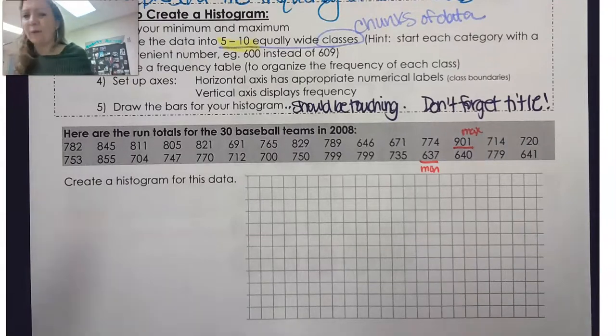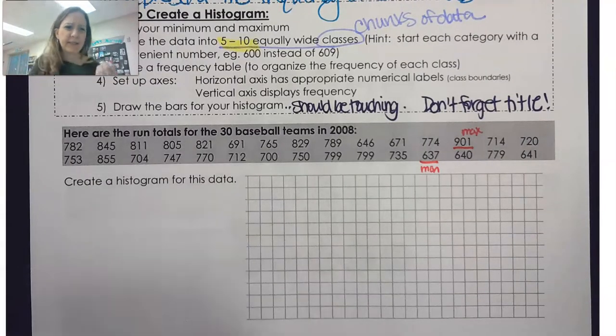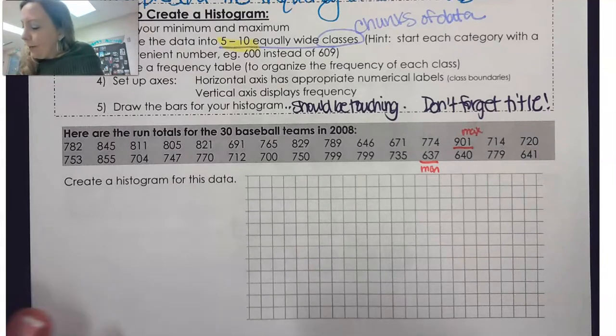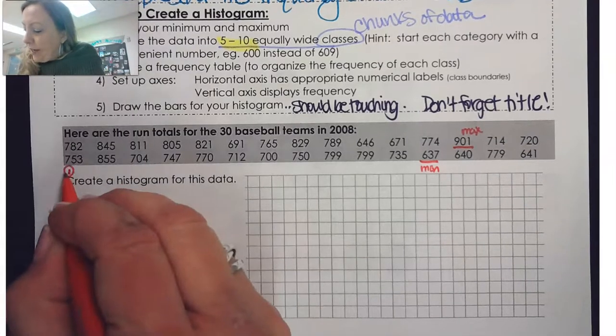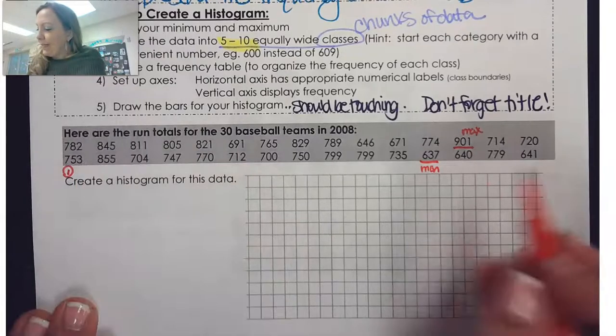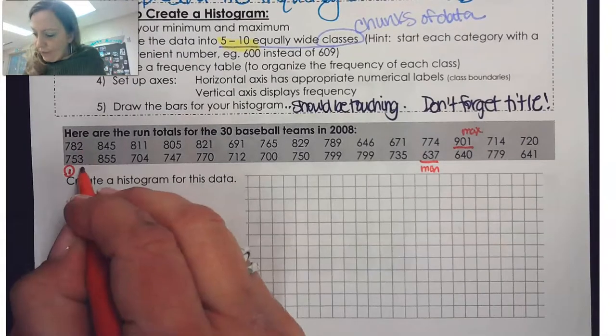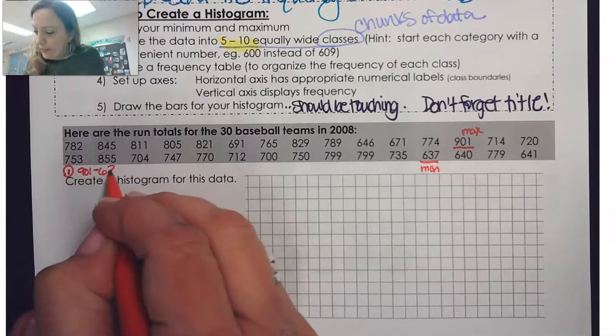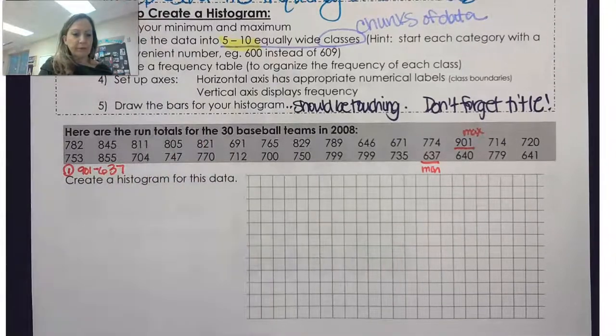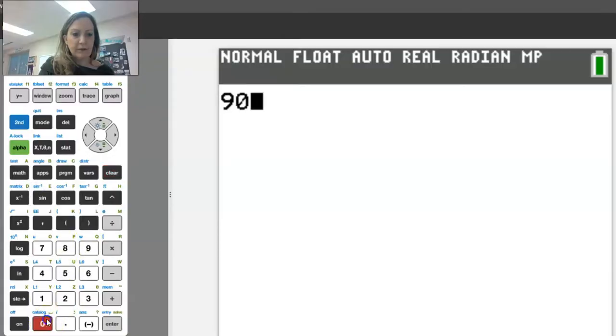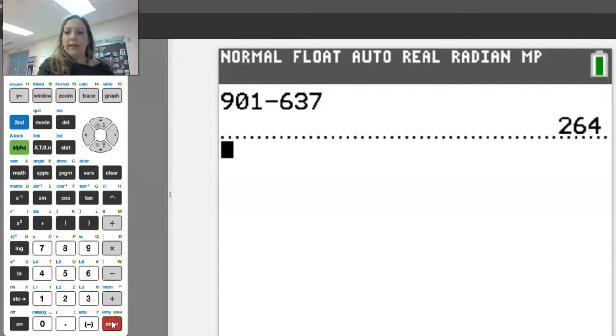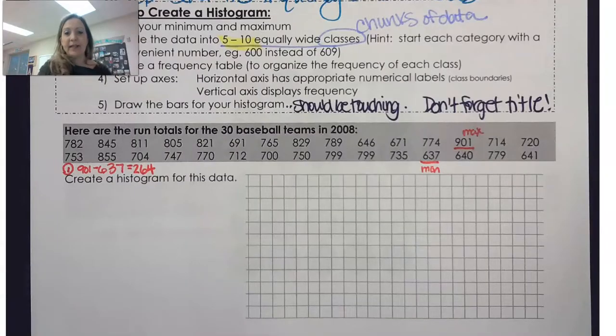And the other thing that I want to do is look at the range of the data. I think that's something you found before. I'm going to squeeze that here. If we take our max minus our min, we take 901 minus 637. This means that we have a span of 264 in our values, okay? And that's going to help us in our next step.